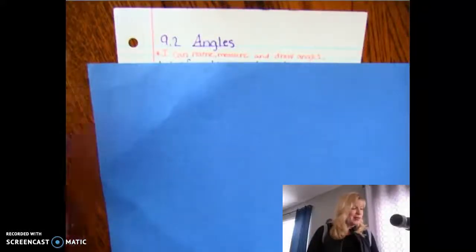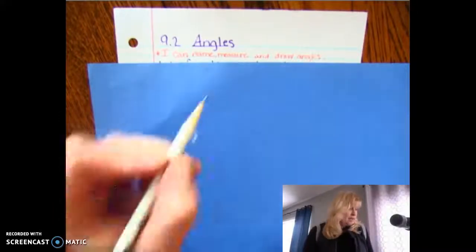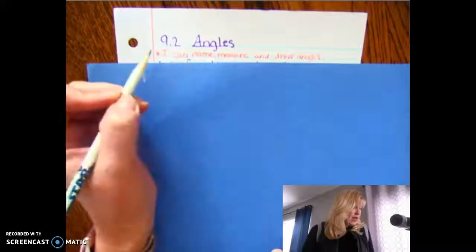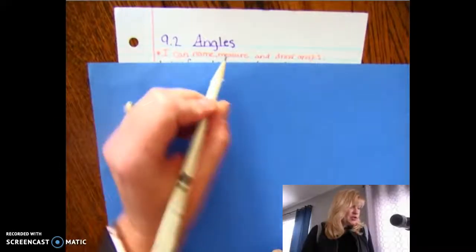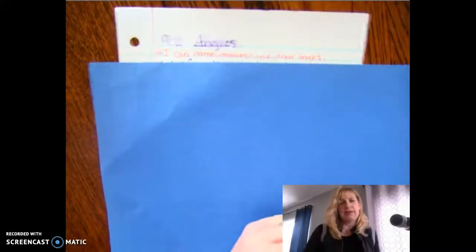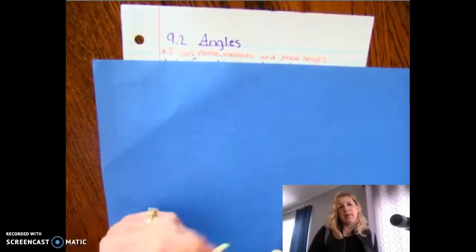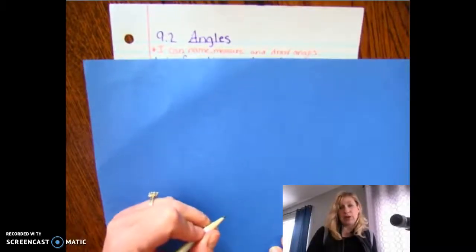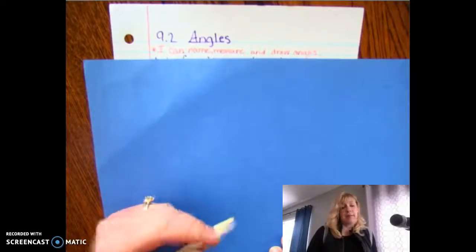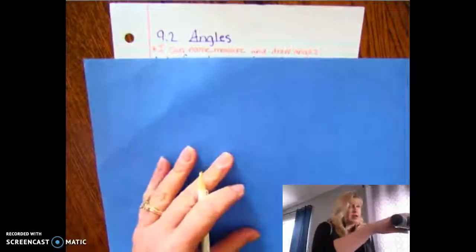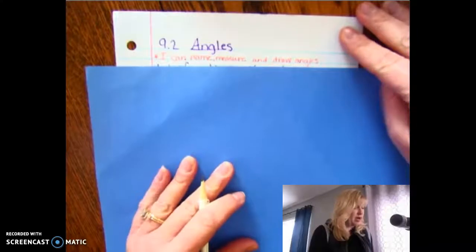Hi again, everybody. We are talking in our unit on geometry today about angles. We are going to be able to name, measure, and draw the angles by the end of today, and it's important that you become more and more accurate with this because your accuracy does get counted on your tests and quizzes. You will be asked to draw them.